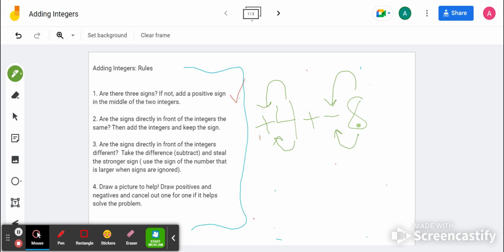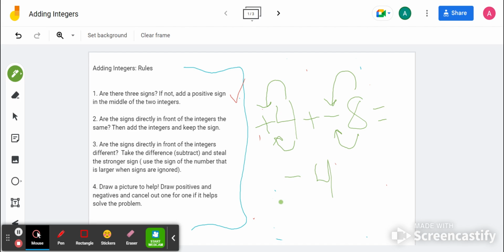So I'm going to do 8 minus 4, just because it's easier for me. It is larger, so I can take away the 4. I have a 4. Now it says steal the stronger sign. So if we ignore the signs, what's larger, 8 or 4? 8 is, so it's going to be pulling it further negative. So I have my -8, -4 is my sum.